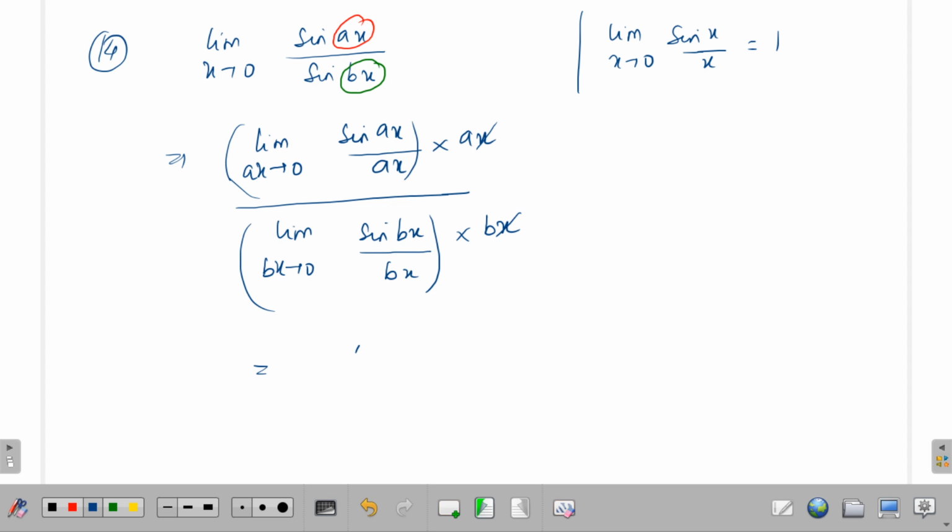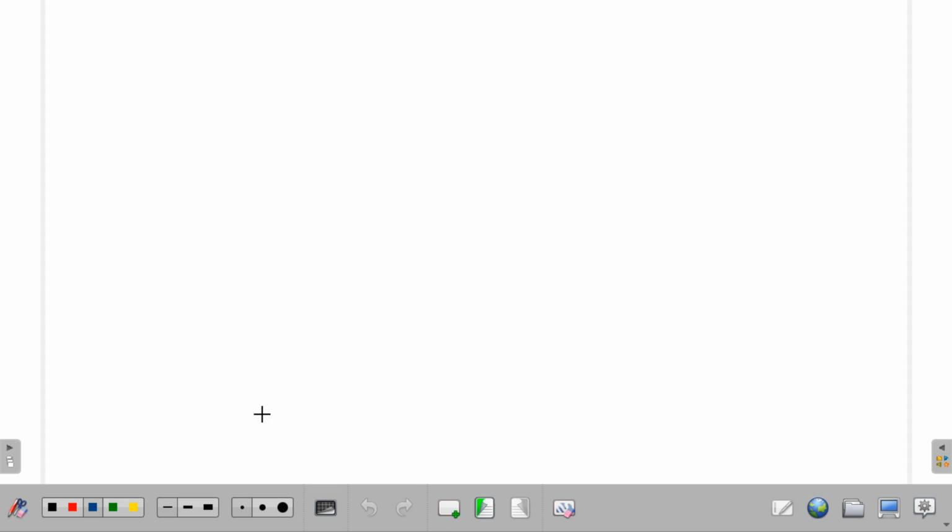So in short, I'll get the answer 1 into a divided by 1 into b, which is nothing more than your a by b. Okay, now if you didn't understand, you can pause the video and check once again. All right, so that's all about your question number 14. Now, in a similar manner, let me go ahead and do your next question.